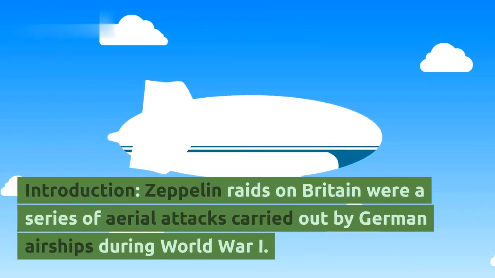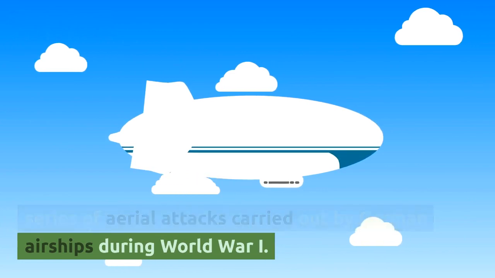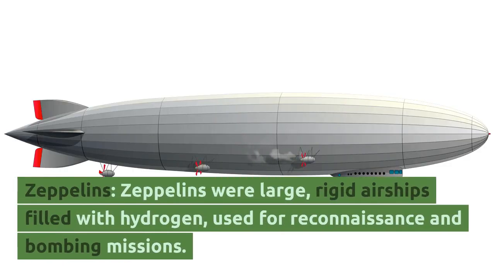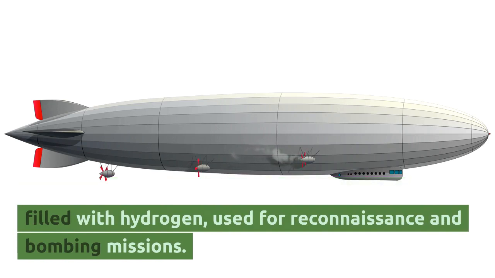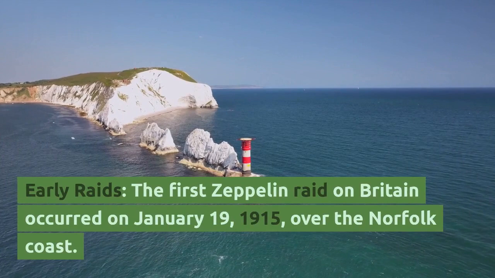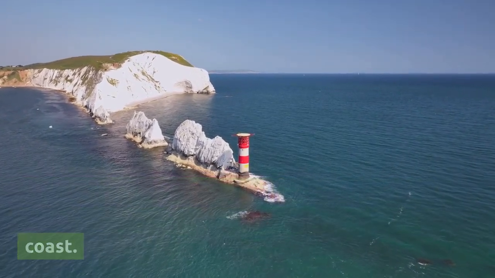Introduction. Zeppelin raids on Britain were a series of aerial attacks carried out by German airships during World War I. Zeppelins. Zeppelins were large, rigid airships filled with hydrogen, used for reconnaissance and bombing missions. Early raids. The first Zeppelin raid on Britain occurred on January 19, 1915, over the Norfolk coast.